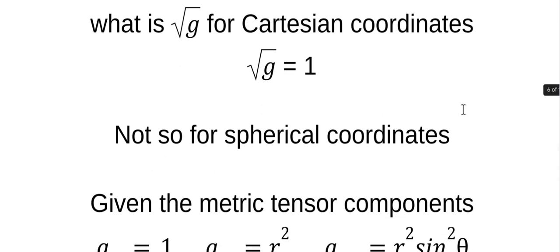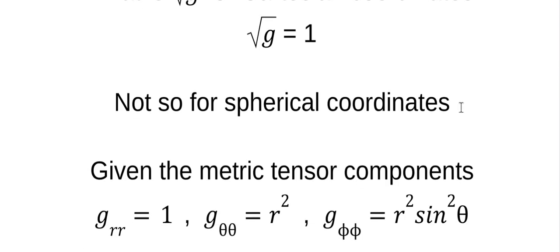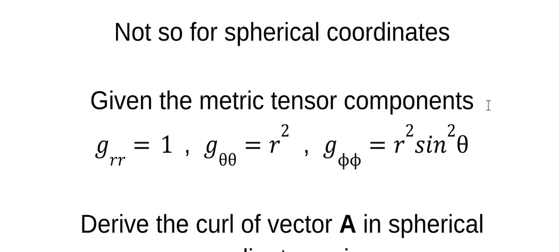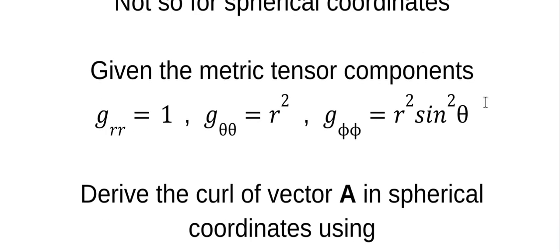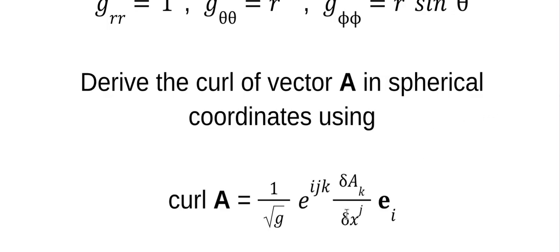So the problem is, given the metric tensor components, there's only 3, everything else is 0. Derive the curl of vector A, any vector, I just picked A, in spherical coordinates using this new equation.